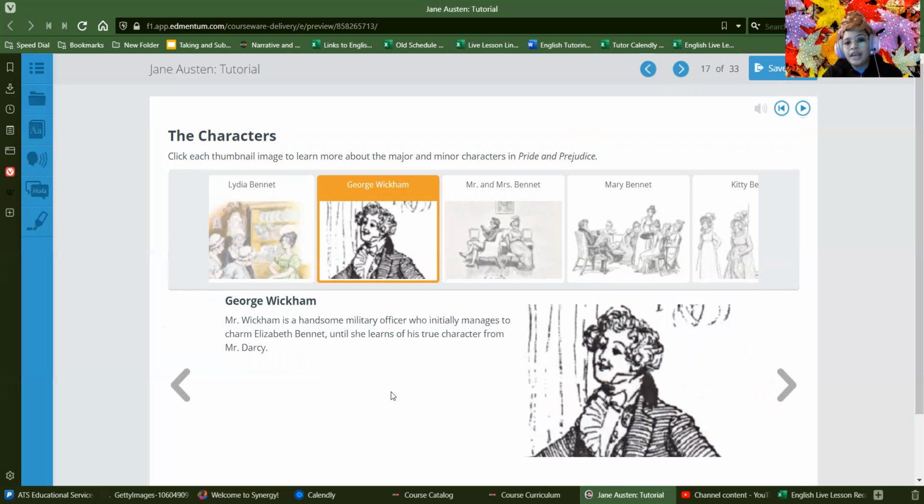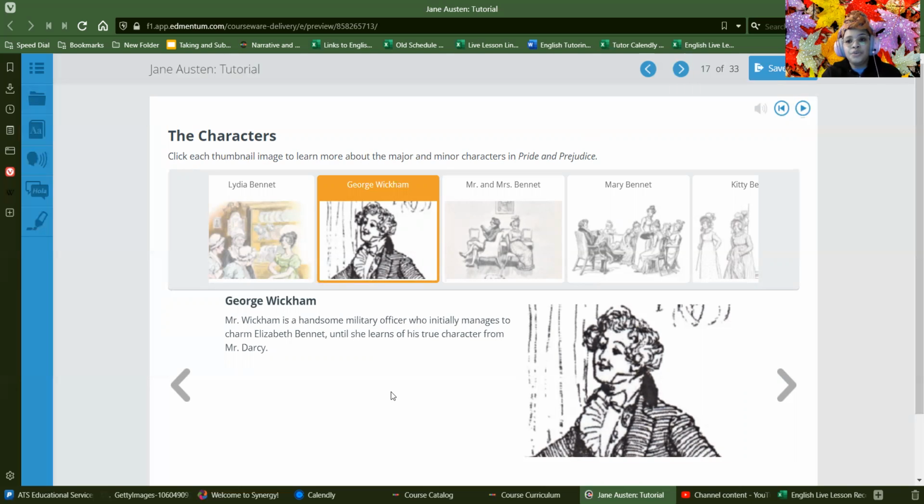Mr. Wickham is a handsome military officer who initially manages to charm Elizabeth until she learns of his true character from Mr. Darcy. Now, they're giving you hints at things that are happening in the story. So he charms Elizabeth pretty well, but Mr. Darcy tells her about his true nature.